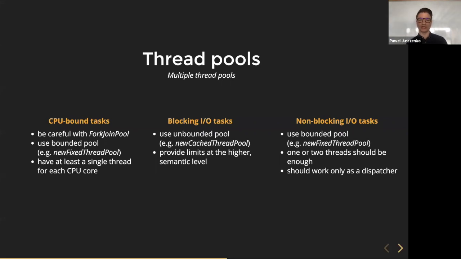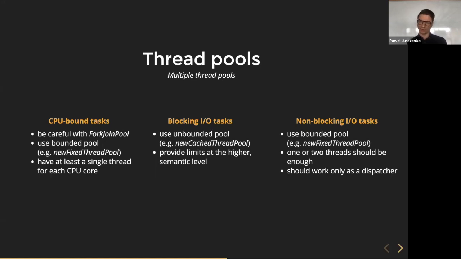In case of blocking I/O operations, a good rule of thumb here is to have an unbounded pool, unbounded at least at the level of the thread pool itself. Instead, we'll provide limits at the higher semantic level, okay? And I will show you an example of that. By higher semantic level, I mean things like HTTP clients, database clients, HTTP server configuration, all that kind of stuff.